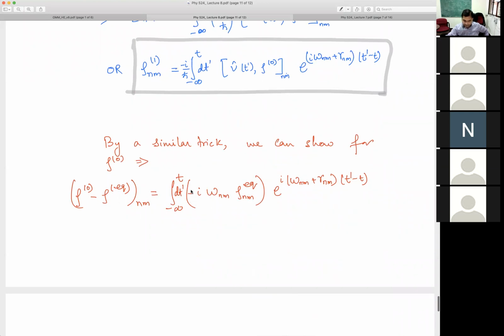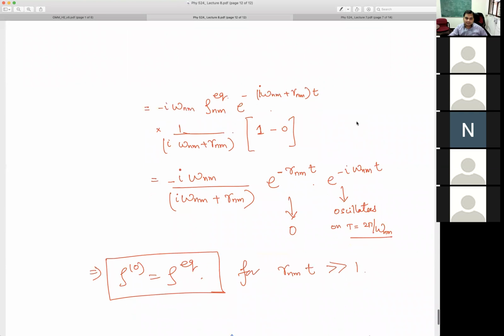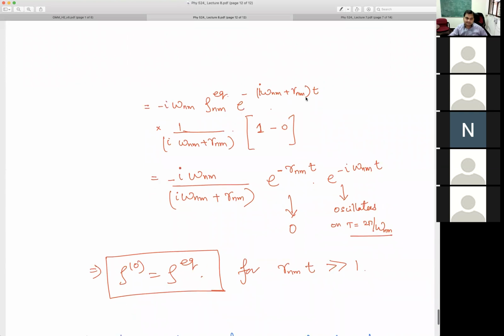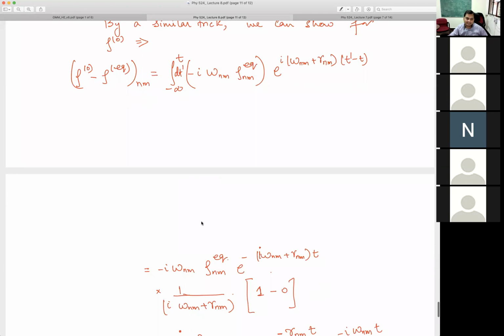Yeah, so this should be a plus sign, times this precise factor. And now I can integrate this equation exactly, because i omega nm rho equilibrium is independent of time. So the only time dependence is here. If I do that, then this I can integrate, and so the t dependence has come out. Let's say here t prime I will integrate, etc.